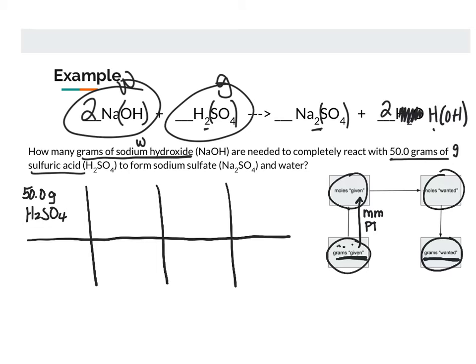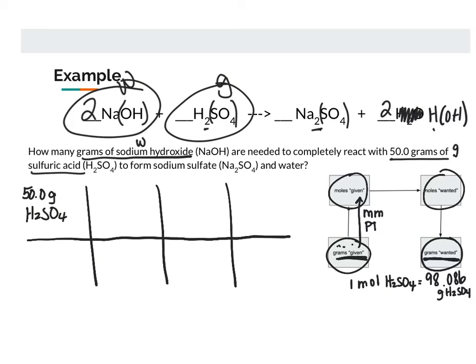So I can make an equal statement saying 1 mole of H2SO4. And then you're going to look at your periodic table. You're going to add together 2 hydrogens, 1 sulfur, and 4 oxygens. When you add those up, you should get 98.086, and that's going to be grams of H2SO4.